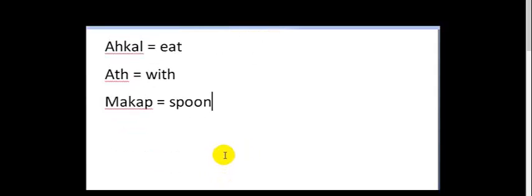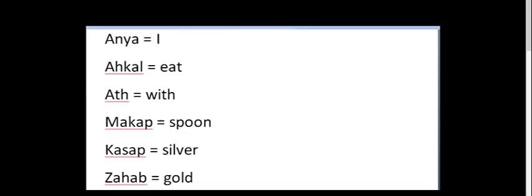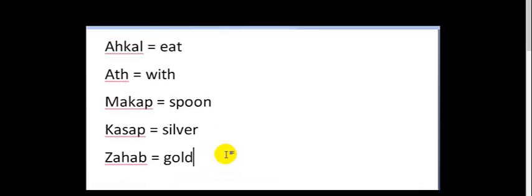and then kasap, which is silver, and zahab, which is gold. All right. Let's go back up here. You have Anya, which is I, akal, which is eat, ath, which is with, makap is spoon, kasap, silver, zahab, gold. All right, so now let's construct the sentence.